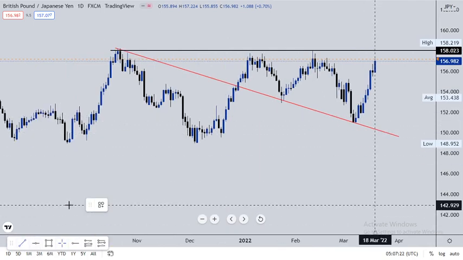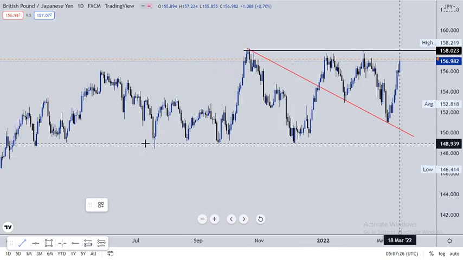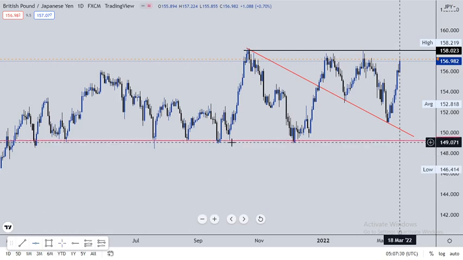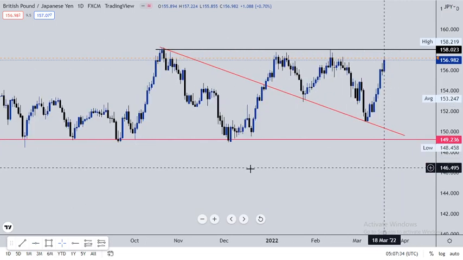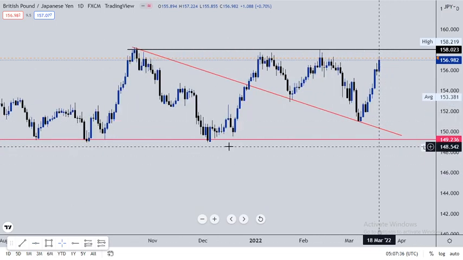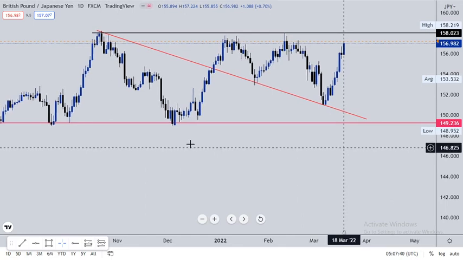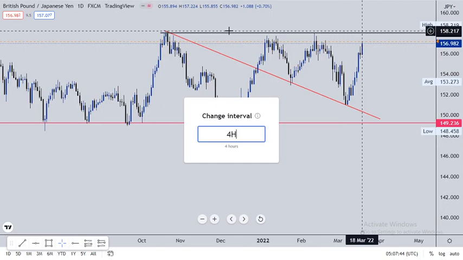Now look at what happened here. Once you identify this, try to identify another zone on a higher time frame, another zone that you can use a trend line to follow up. Once you can't see it, you can quickly move to the 4-hour time frame.